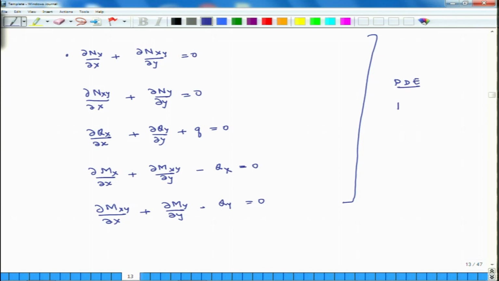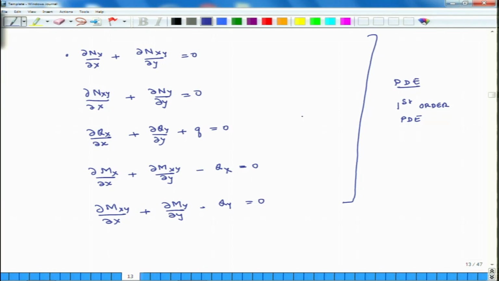And what is their order? They are first order partial differential equations. And if we solve these equations, we will get the solutions for nx, nxy, ny, mx, my and qx and qy. So, these are the equations.